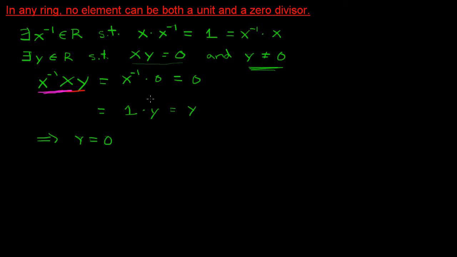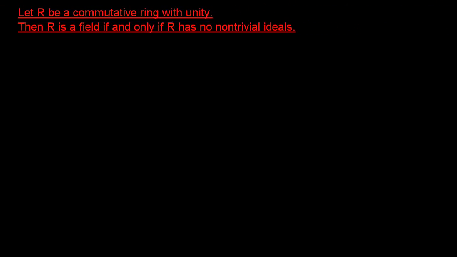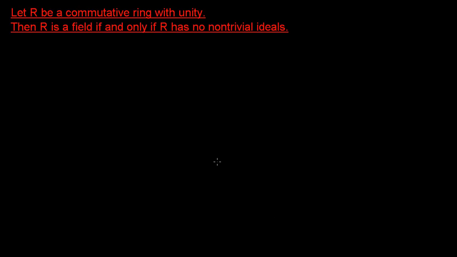These two first proofs that I just did are kind of useful in certain situations, but I really only did them because they're leading up to this third proof. So let's see what this is here. It says if we have a commutative ring with unity, then that ring will be a field if and only if it has no non-trivial ideals. And the trivial ideals would be the zero ideal and the ring itself.